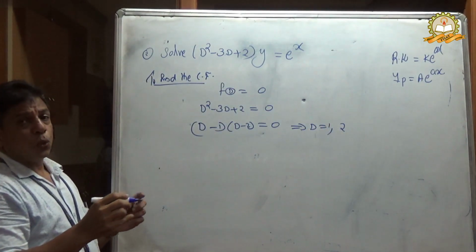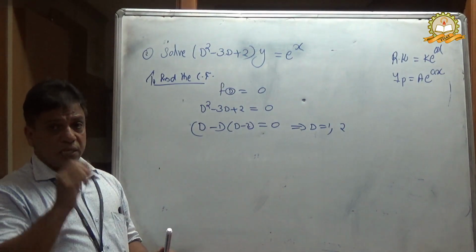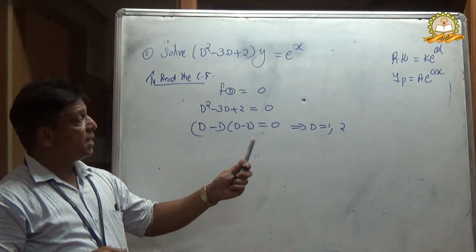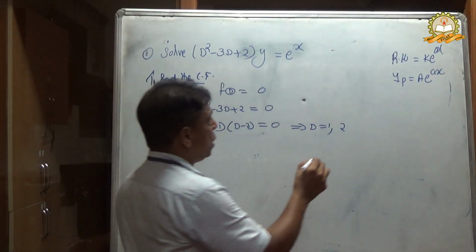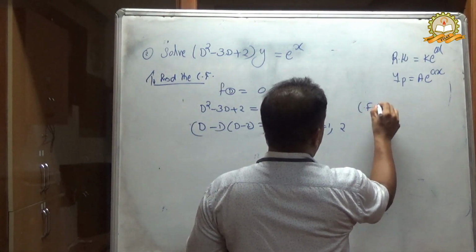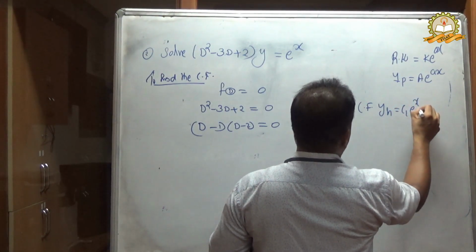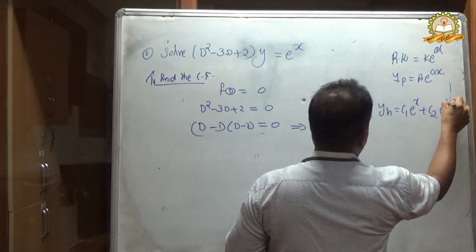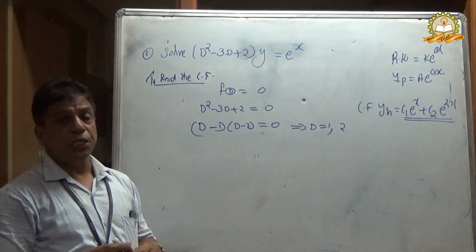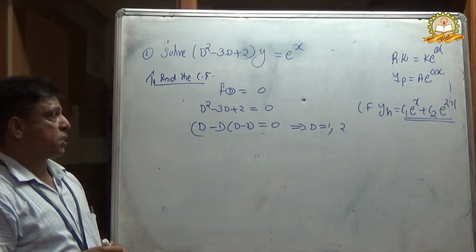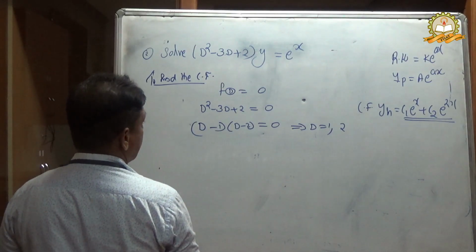But here the roots are real and distinct. Therefore, for the homogeneous solution, we take case 1. If the roots are real and distinct, the complementary function will be yh is equal to c1 into e raised to x plus c2 into e raised to 2x. This is the homogeneous part. Next we have to find out the particular integral part.